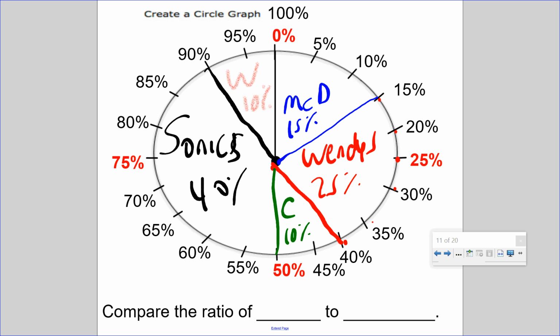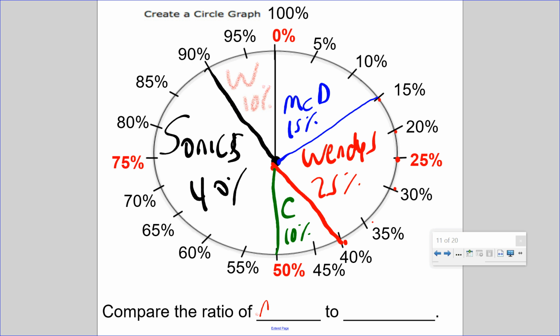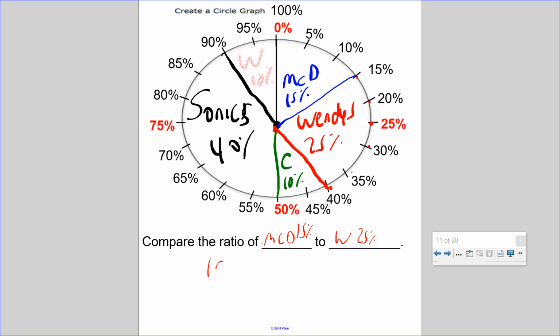So if I ask you to compare the ratio of, let's use McDonald's to Wendy's, how would you say that? McDonald's represents 15%, while Wendy's represents 25%. I could write this ratio in fraction form. I could write this ratio with a colon. I can write this ratio as 15 to 25. However, all of these ratios can be simplified.